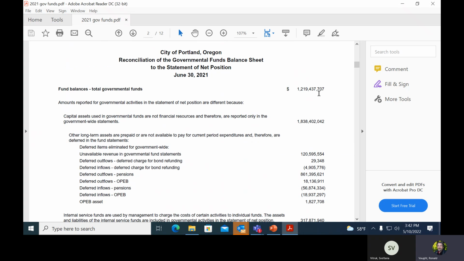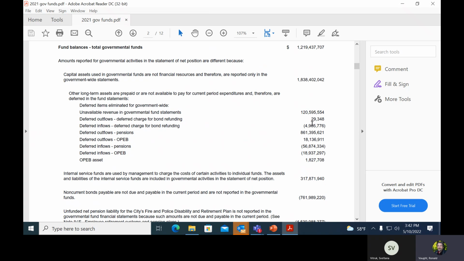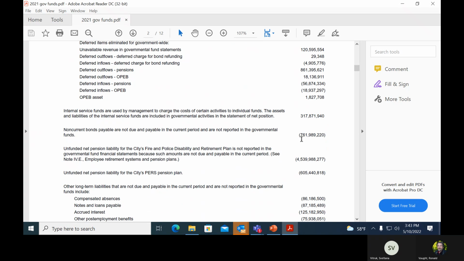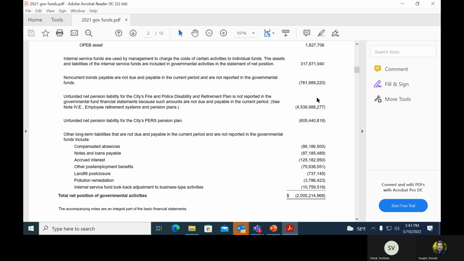So in a reconciliation, we start with the $1.2 million. And then we start adjusting that for all the differences. So capital assets, and then deferred items. And then the balance of internal service funds, because internal service funds are part of governmental activities. Since they primarily serve governmental funds, we blend them with the governmental activities rather than business-type activities. And then we subtract out our bonds payable and our pension liabilities. And this negative $2 billion is our net position for government-wide.